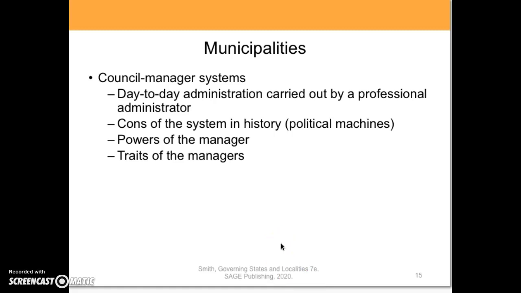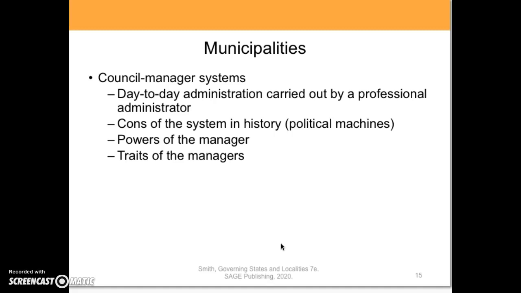Next, I'm going to talk about the Council-Manager System. Here the day-to-day administration is carried out by a professional administrator. The history of this lies with the history of politics in general. And then we'll talk a little bit about the powers of the city manager and the traits of the city manager. I also posted a short video in our announcement this week on this particular topic, the council-manager form of governance.